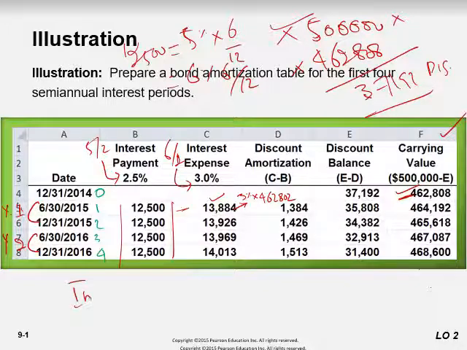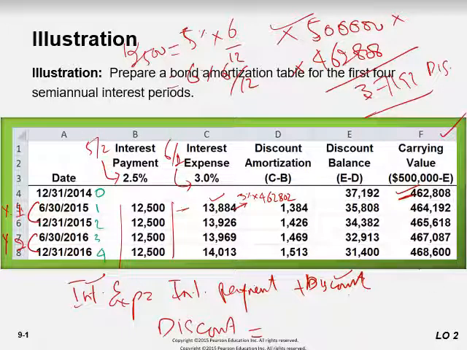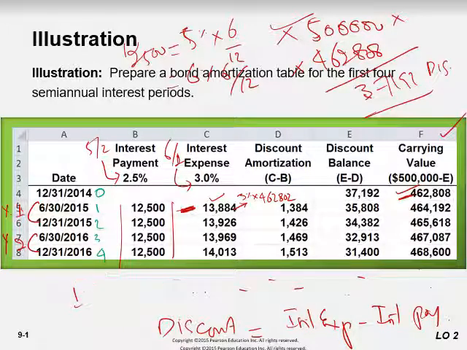So the difference is between interest payment and interest expense. Interest expense is equal to interest payment plus discount, right? If we want to find out how much is the value of discount in interest expense, we rearrange this equation, and it becomes interest expense minus interest payment, right? So if you see the difference here, the difference is 1,384.